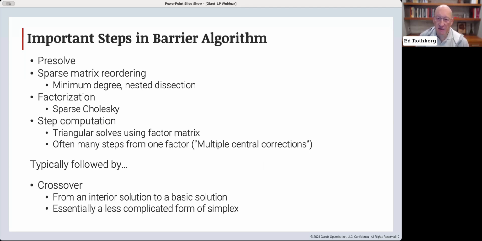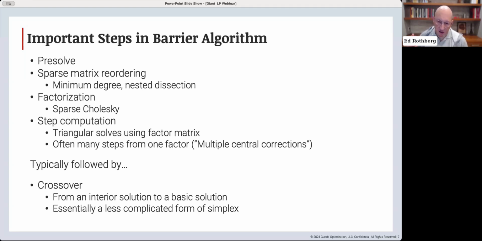So in order to understand that, we need to understand what the important steps are in the algorithm. I've listed 5 here. These are the main ones. There are others. So there's a pre-solve step where you take the user model and you reduce it to a smaller, hopefully simpler model to solve. There's a sparse matrix reordering step. This is a step that is meant to reduce the cost of the factorization. There's the factorization itself. And then there's the step computation. This is the part of the computation where you use the result of the factorization to compute direction vectors.